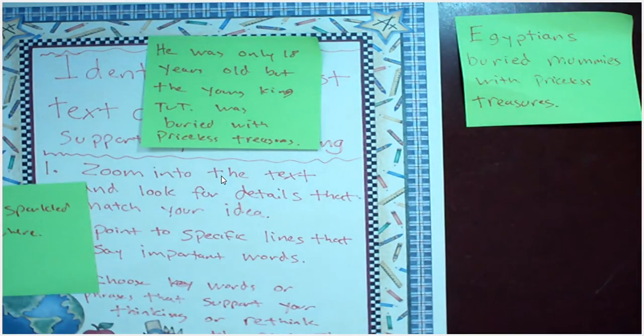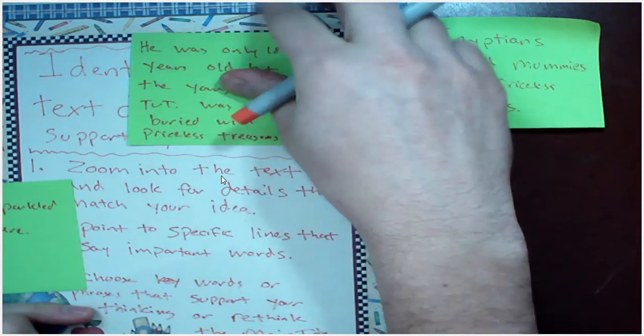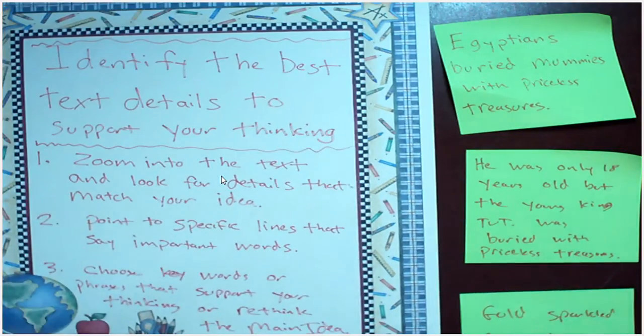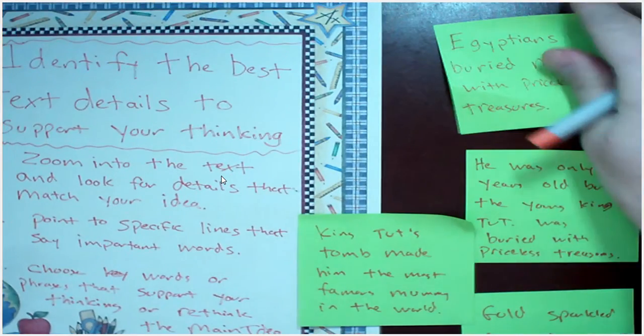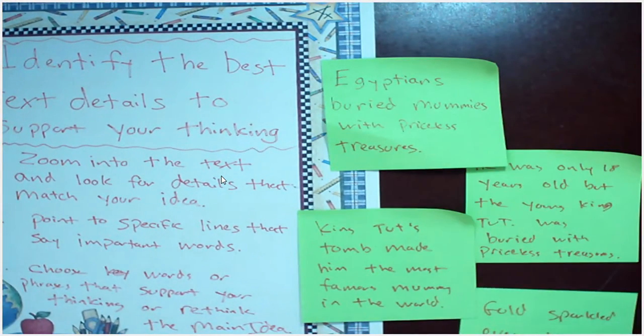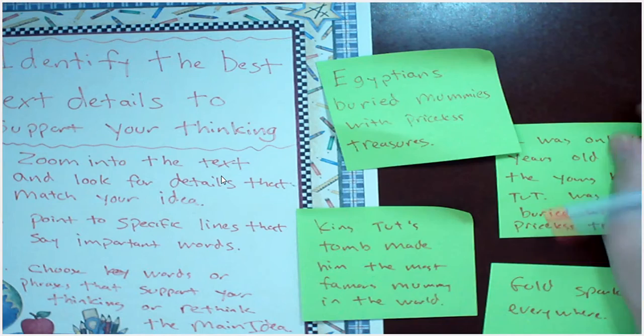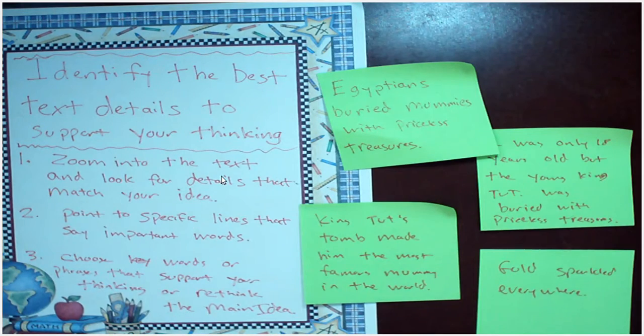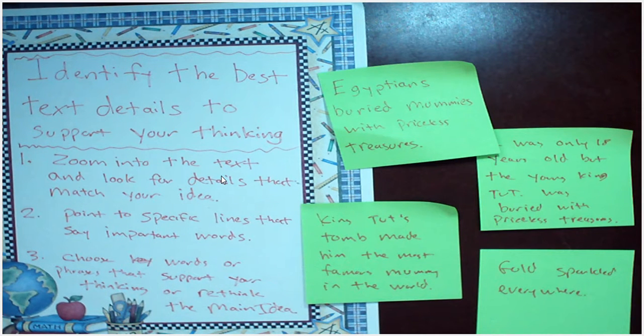So here's my main idea right here. And here are my supporting details. So step 2 is done. We've pointed to specific lines that say important words or phrases. So let's look at step 3. We're going to choose keywords or phrases that support your thinking, or we're going to rethink our main idea.